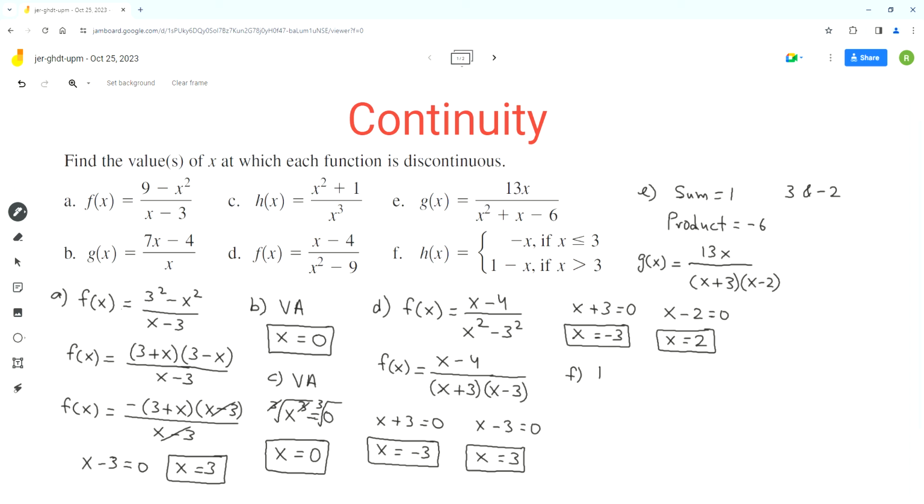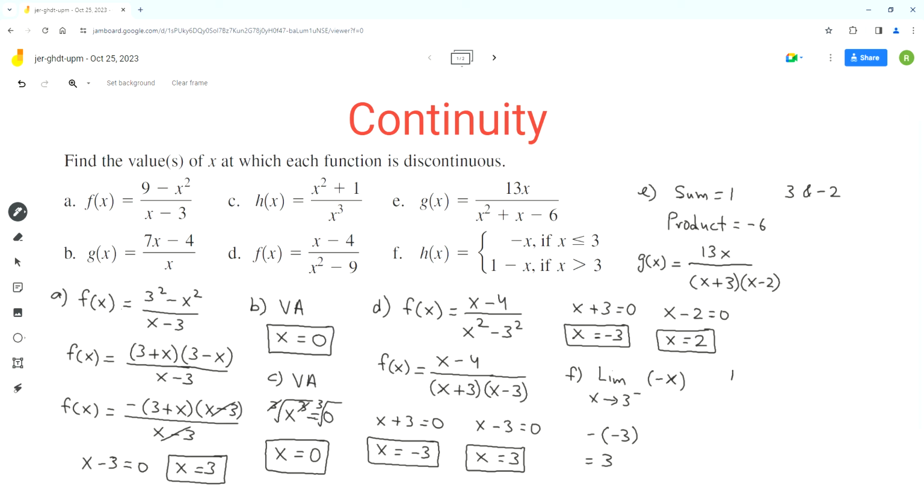So let's start with the left hand limit. So limit as x approaches 3 from the left side, and for that the equation we'll use is negative x, because that's the equation for the function when x is less than or equal to 3. So we sub in x as 3 in this expression, so we get minus negative 3, which is equal to 3. So this is the value of the left hand limit.